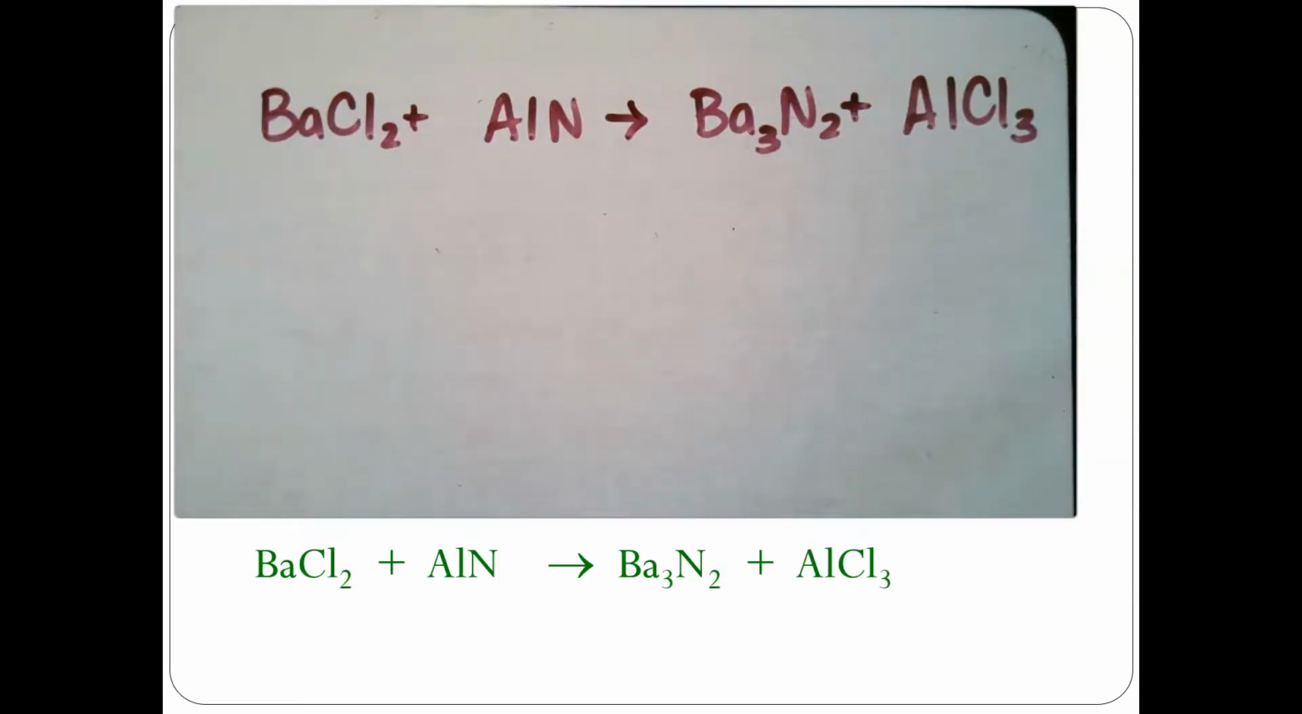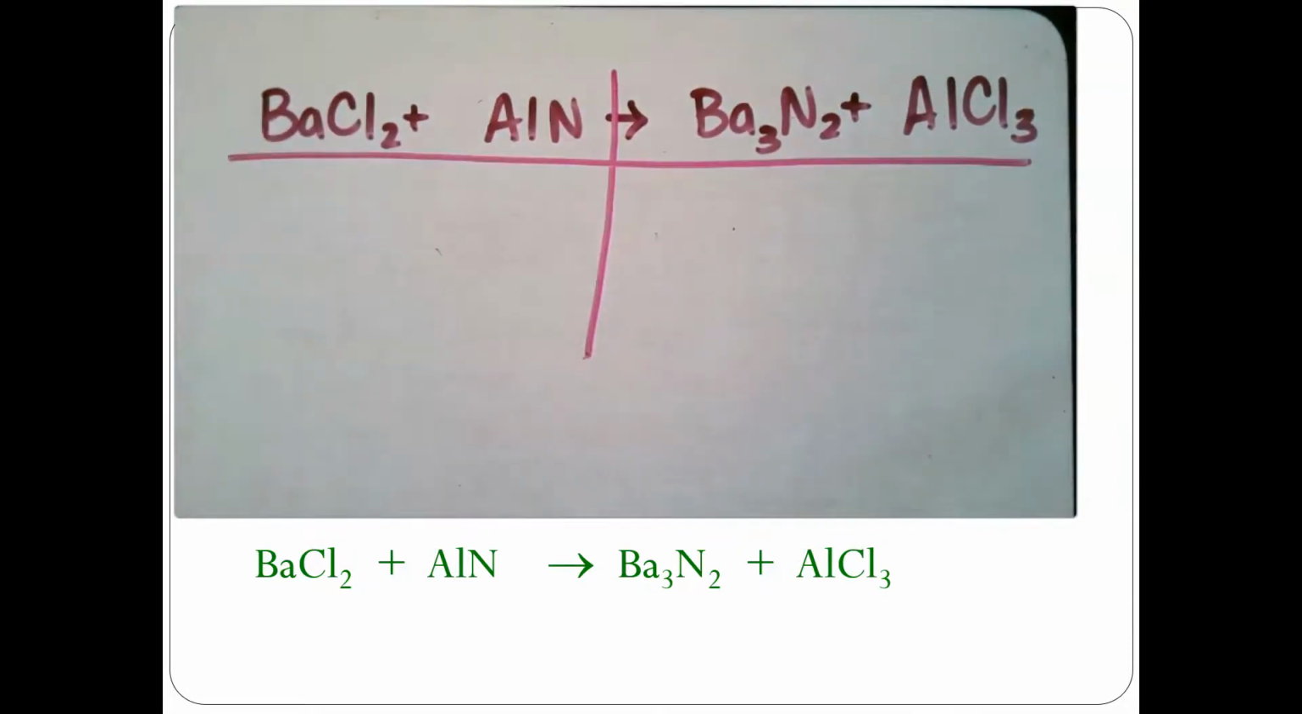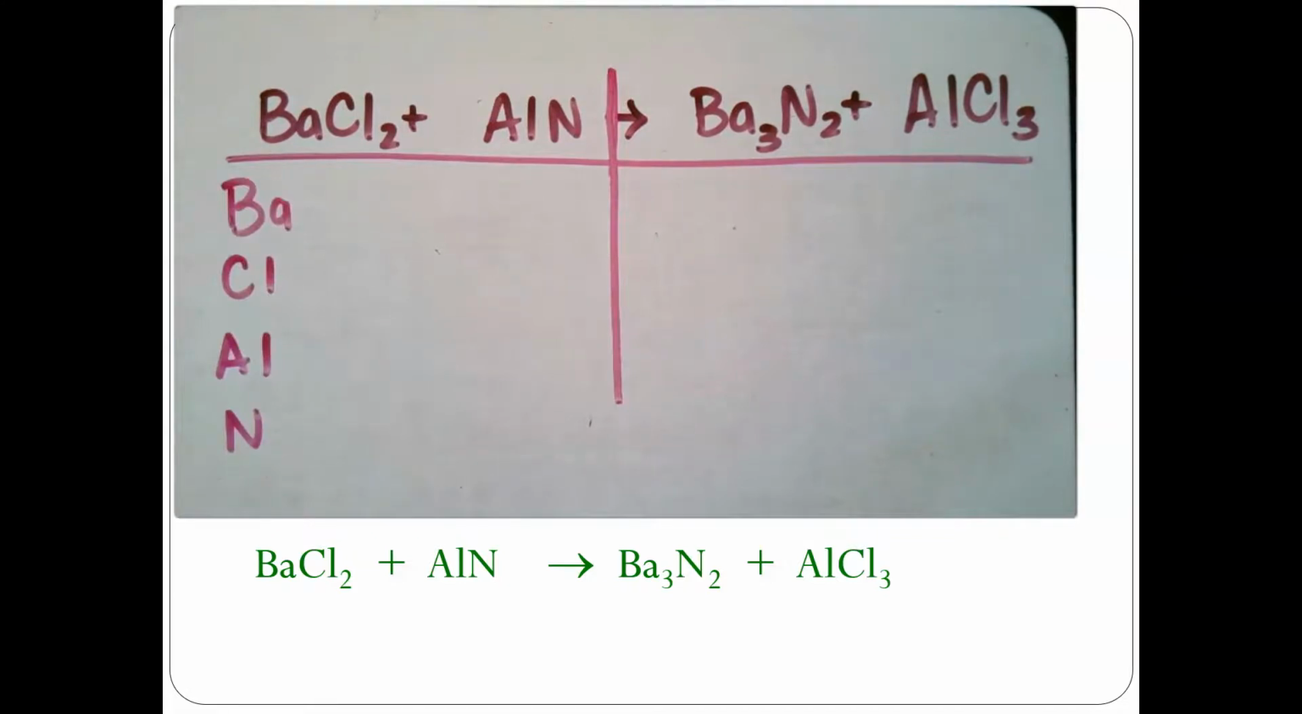BaCl2 plus AlN forms Ba3N2 plus AlCl3. What kind of a reaction is this? Of course, it's a double replacement reaction. Very nice. And we have 4 players or components: Ba, Cl, Al, and N.